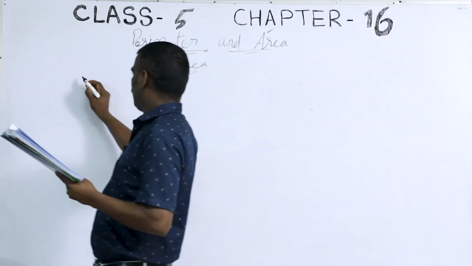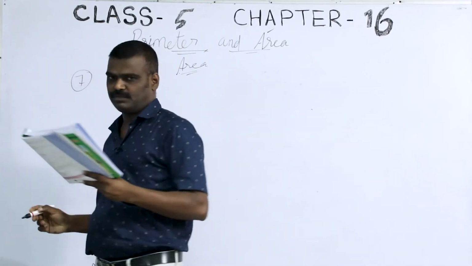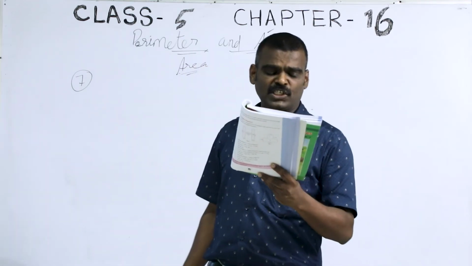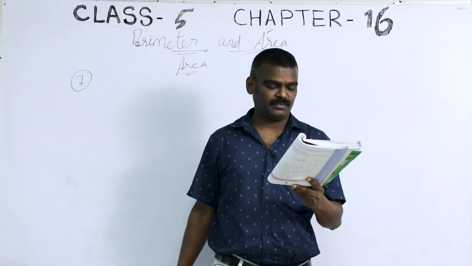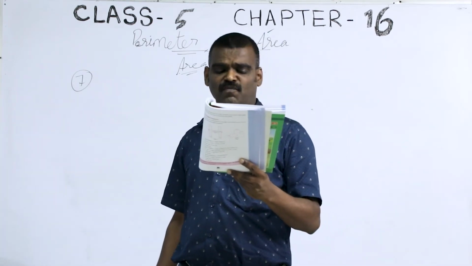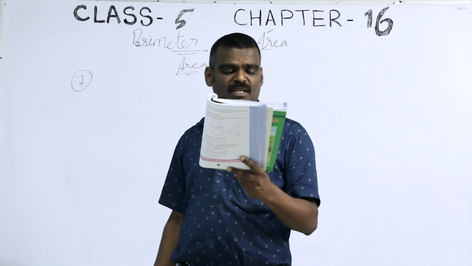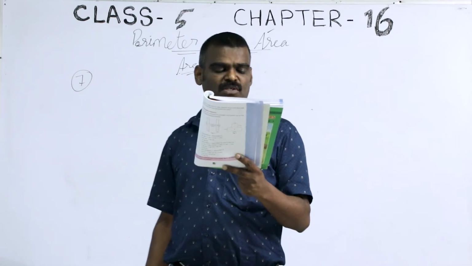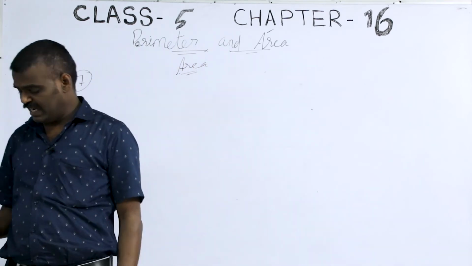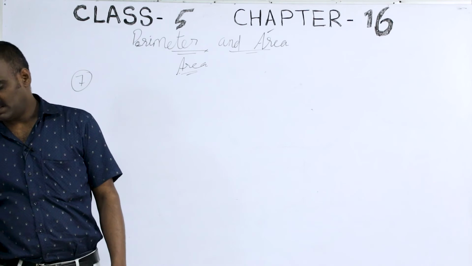Let us go to question number 7. Slightly different. A room has 6 meter long and 5 meter wide. Calculate the cost of flooring the room at rupees 150 per square meter. Length of the room is given, 6 meter.